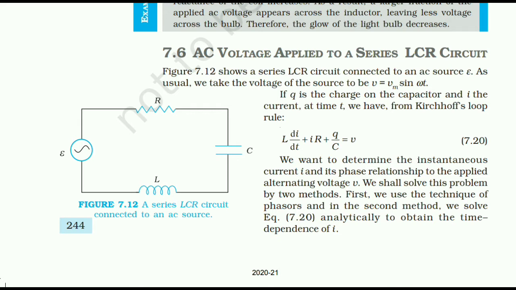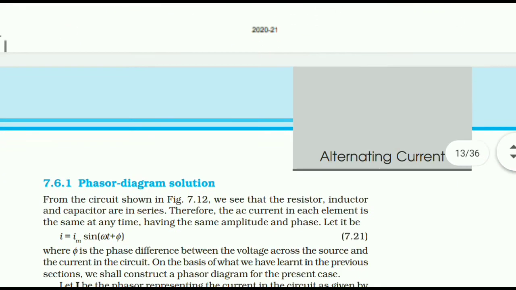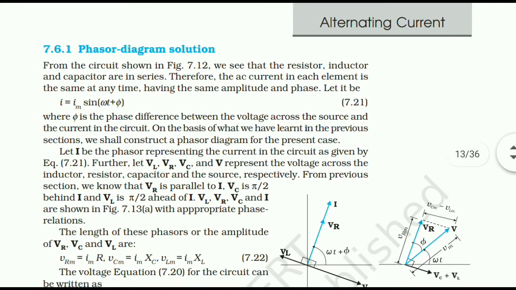We shall solve this problem by two methods. First, we will use the technique of phasors, and in the second method, we will solve the equation analytically to obtain the same dependence of I. 7.6.1 Phasor Diagram Solution. From the circuit shown in figure 7.12, we see that the resistor, inductor and capacitor are in series. Therefore, the AC current in each element at the same time has the same amplitude and phase. Let it be I equals Im sin(omega t plus phi), where phi is the phase difference between the voltage across the source and the current in the circuit.